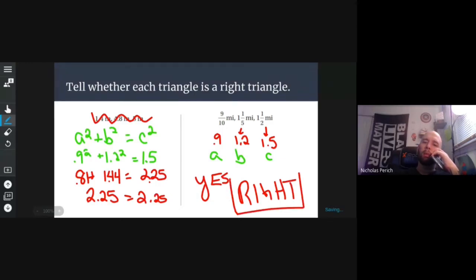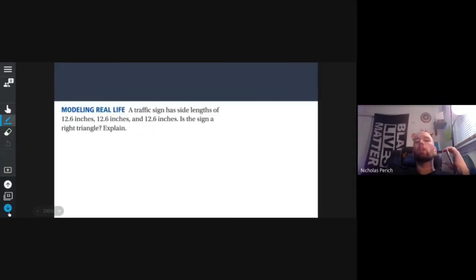Oh, G. A traffic sign has side lengths of 12.6 inches, 12.6 inches, 12.6 inches. Is the sign a right triangle?